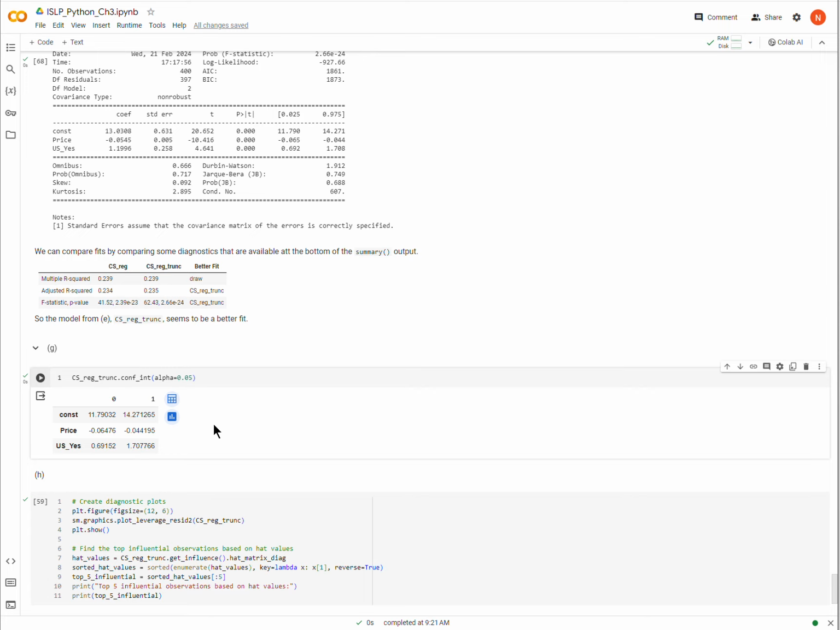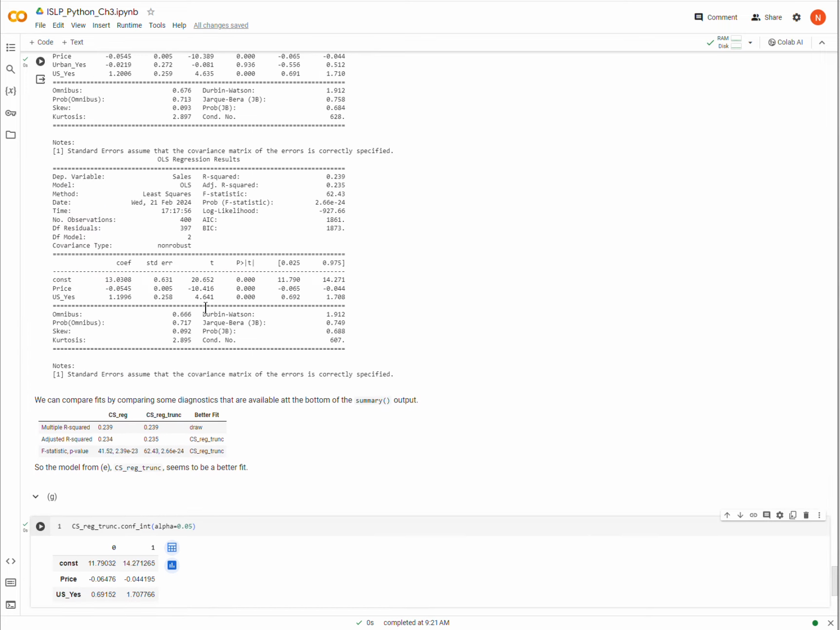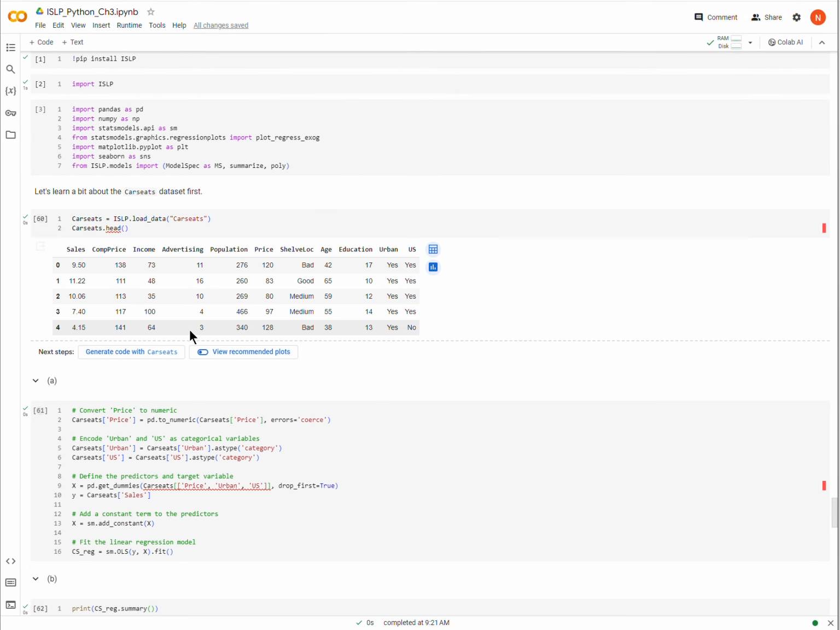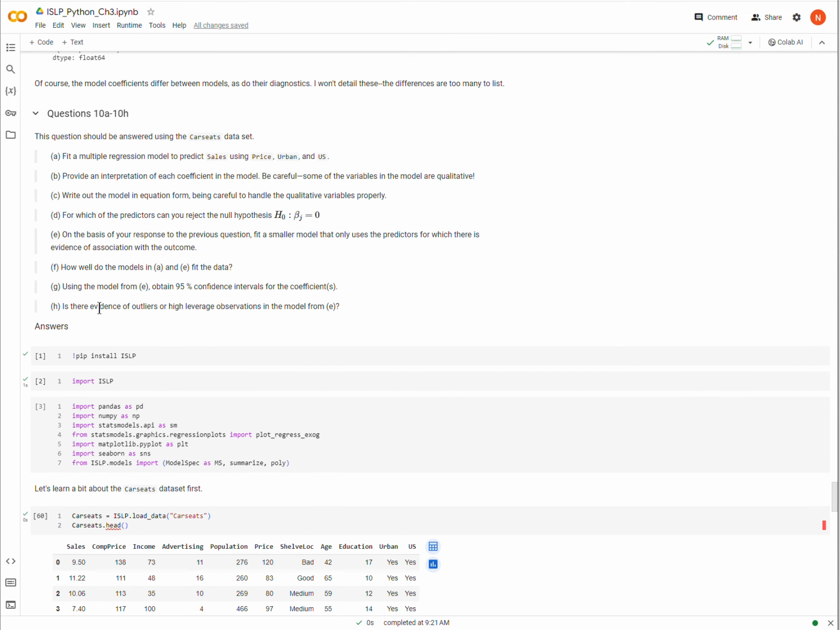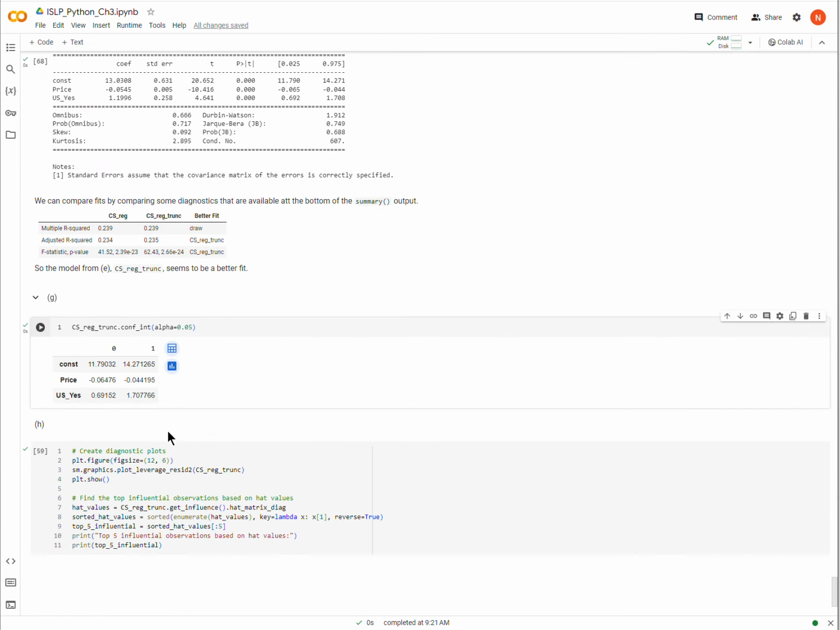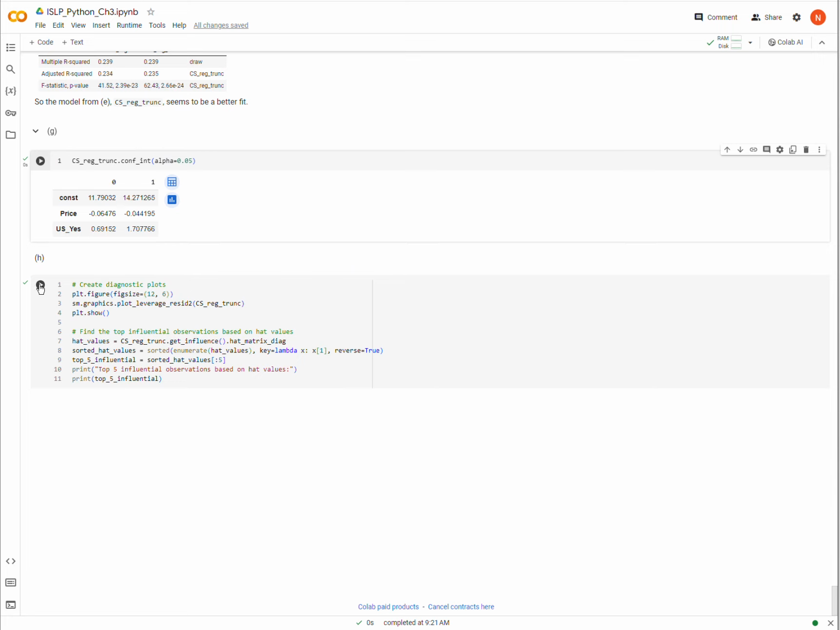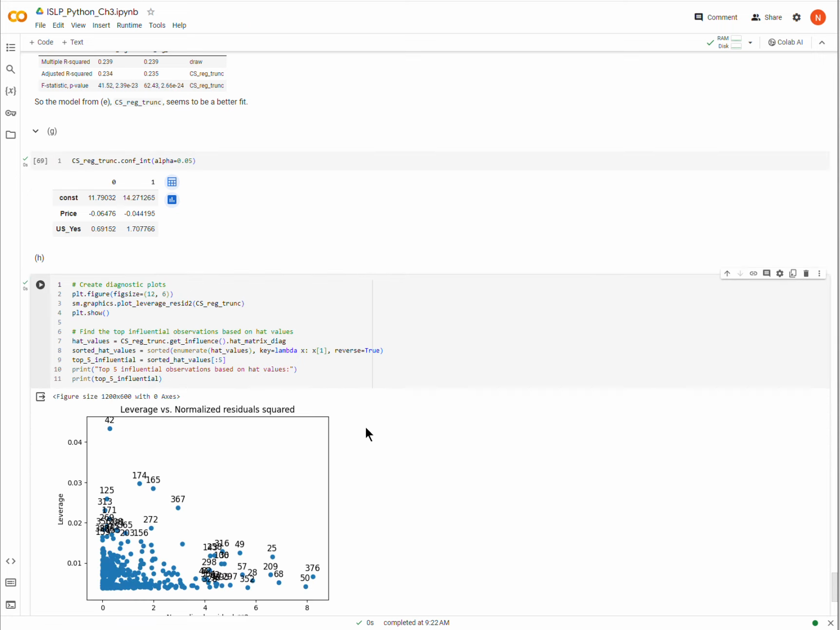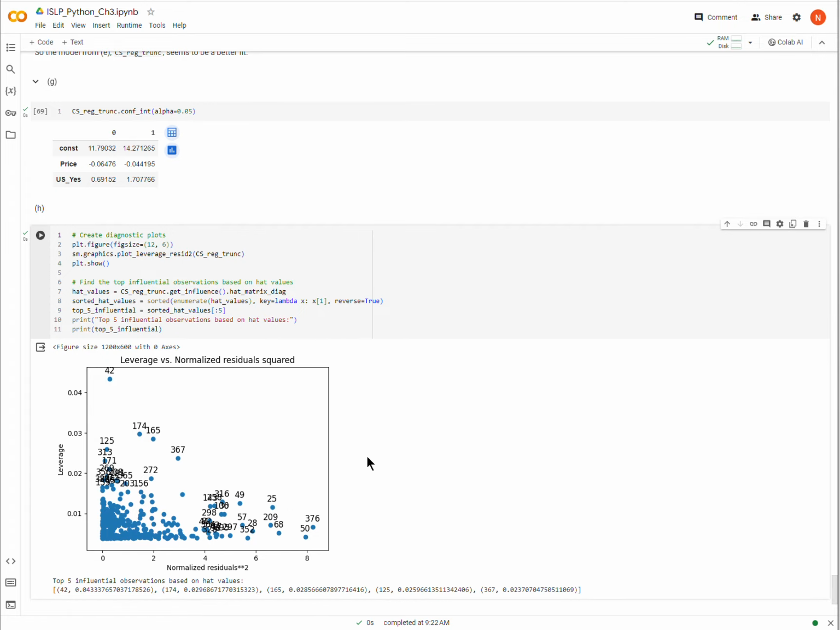Okay, and now lastly for part H, for part H, we want to look for outliers and high leverage points in the data set according to our models. Okay, so this is the code, but I'm just going to plot this and talk about it a little bit. So first we have a plot here. And so the y-axis is leverage, and the x-axis is residuals or normalized residuals.